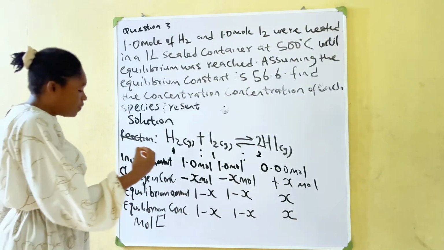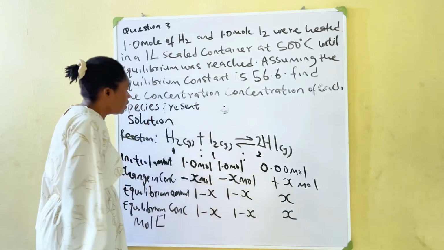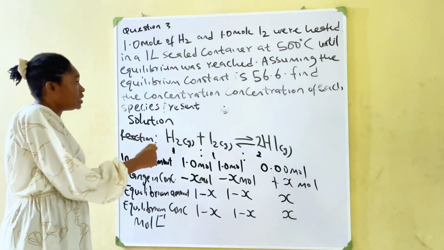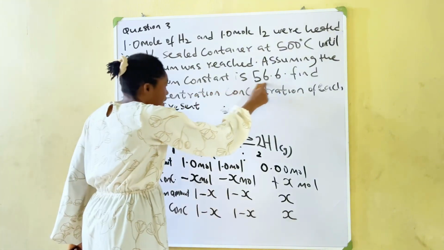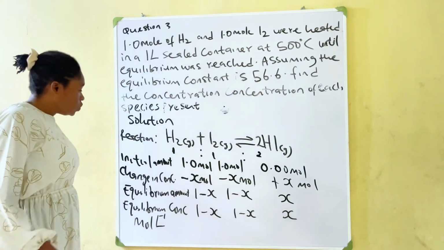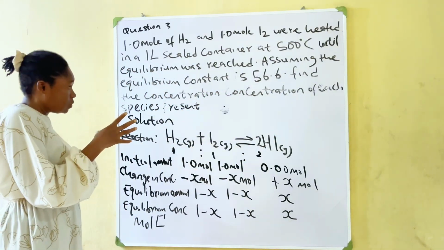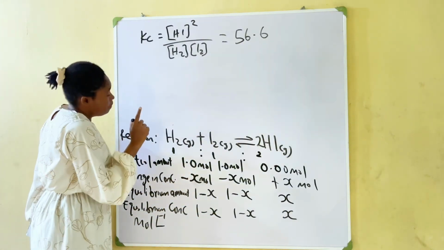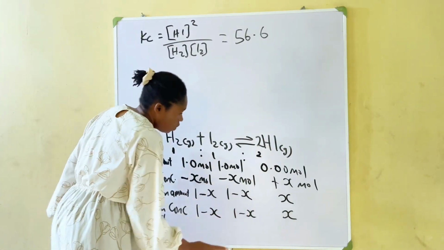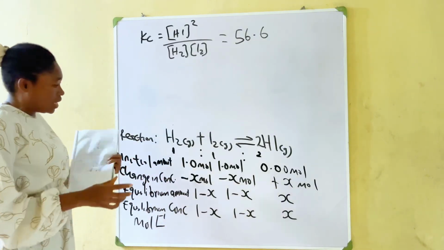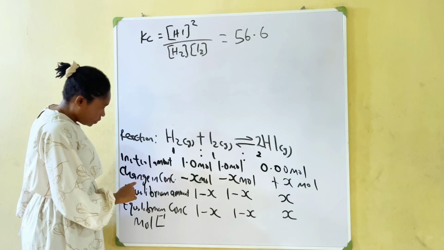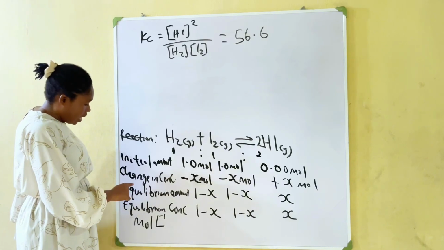We are actually going to find the value of x. The question is to find the concentration of each species present. We are given the equilibrium constant, so we're going to apply the law of mass action to this question. Substitute. What's the concentration of hydrogen iodide? Oh, I made a mistake here. Okay, look at this.